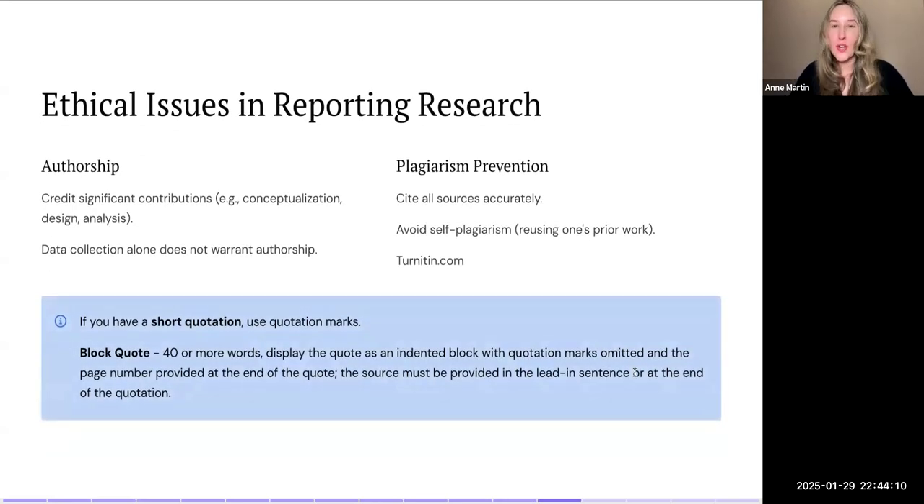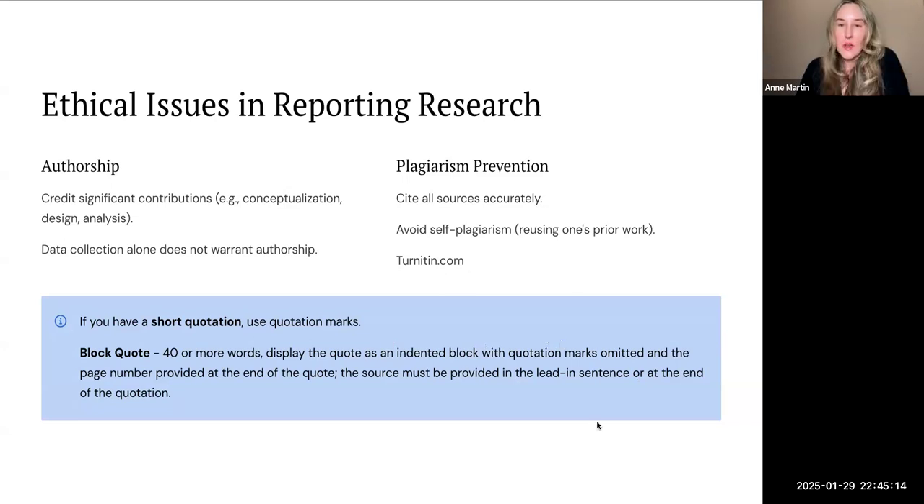Another ethical concern in research is making sure that you are ethical in how you report research, that authors are receiving credit, and that there is not plagiarism being used. The authors of our text suggested using turnitin.com to make sure you're not accidentally plagiarizing. And we are going to be using APA style in this course. So making sure that you are using either quotation marks if it's a short quote or a block quote if it's more than 40 words.